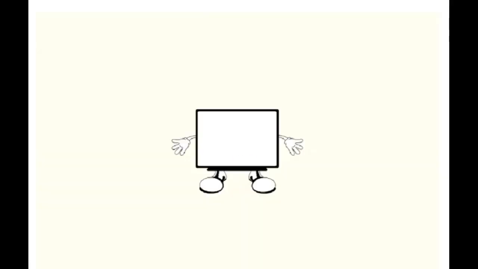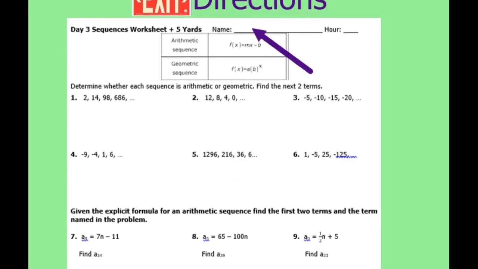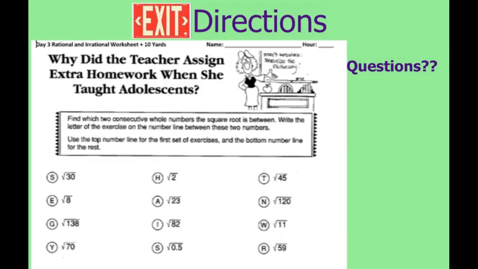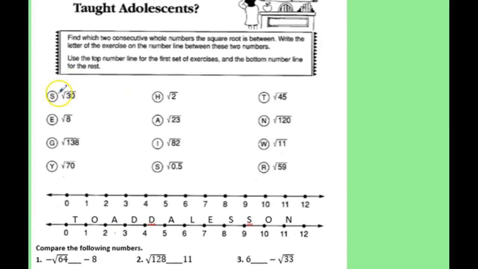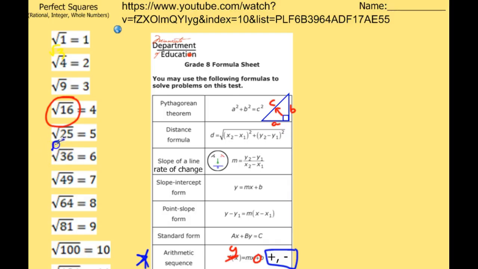Good luck. Your homework is, right here, sequences on the front side, and then the back side is square roots, rational, irrational numbers. For this part, you need to find which two perfect squares it is between. Then whenever you find that, put the letter, like the letter S, on the line between those two perfect squares. For example, the square root of 30 is, where is it here? Square root of 30 is between 25 and 36.